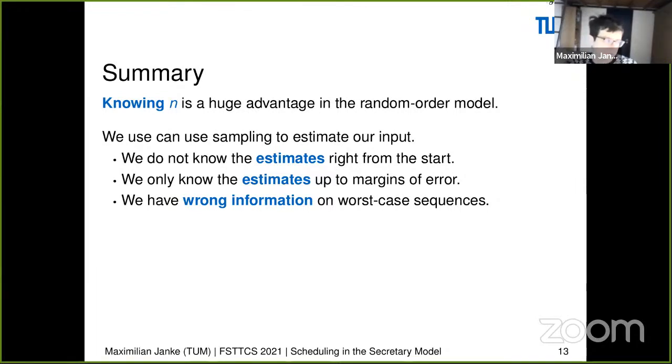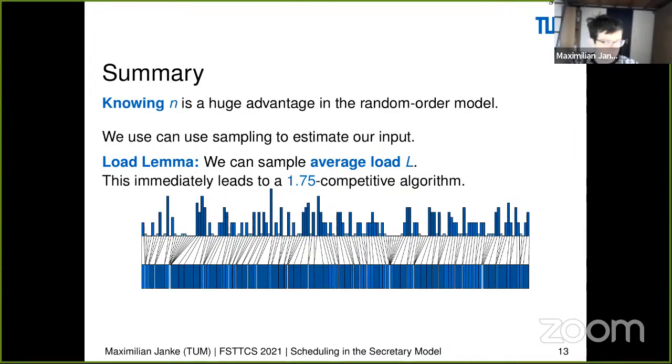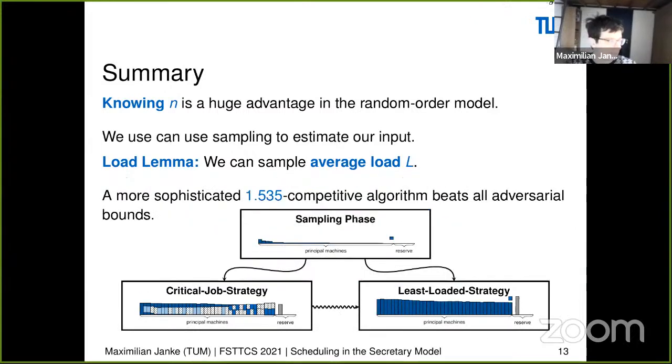And we first show in our paper that it's easy to sample the average load of the job set. And this actually allows us to immediately adapt one semi-online algorithm for the setting where the average load is known. It's not the best semi-online algorithm in this setting, but it's the only one that is adaptable. And this way you can quite easily obtain a 1.75 competitive algorithm. We then provide a more sophisticated algorithm, which is 1.535 competitive.